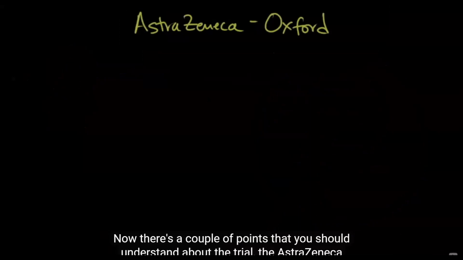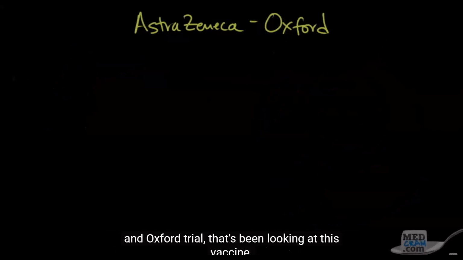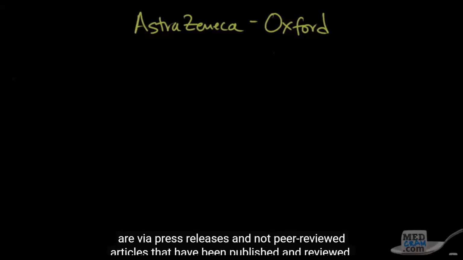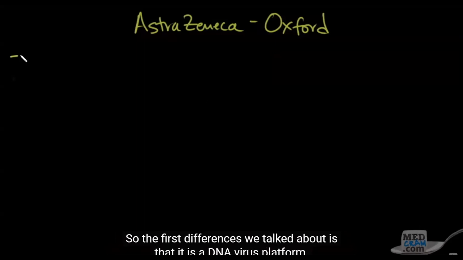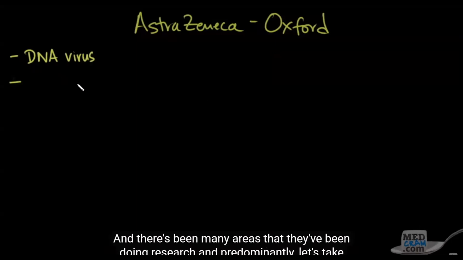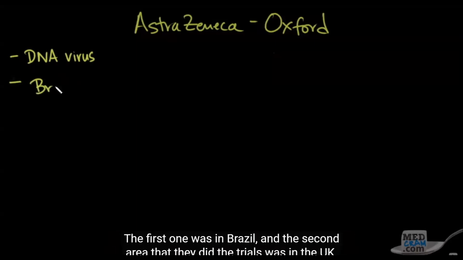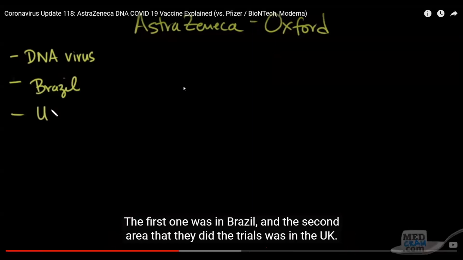Now, there's a couple of points that you should understand about the trial, the AstraZeneca and Oxford trial that's been looking at this vaccine. And let me just stress to you that the results that we have gotten here in the last few days are via press releases and not peer-reviewed articles that have been published and reviewed. So the first difference, as we talked about, is that it is a DNA virus platform. And there's been many areas that they've been doing research. And predominantly, let's take a look at two of those areas. The first one was in Brazil, and the second area that they did the trials was in the UK.